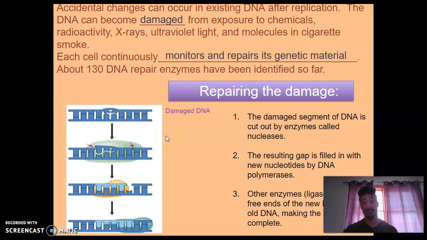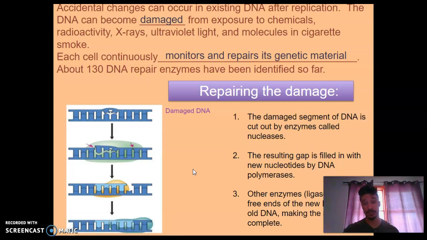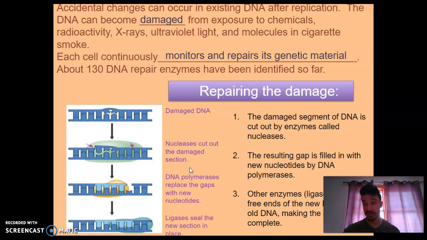And the other enzymes, ligases, are going to seal the free ends of the new DNA to the old DNA, which we see happening here, kind of like cementing over a hole or filling a pothole, right, like on the road. So, once this is complete and these two enzymes have done their job, all the DNA has been fixed and hopefully no long-term damage has been done.